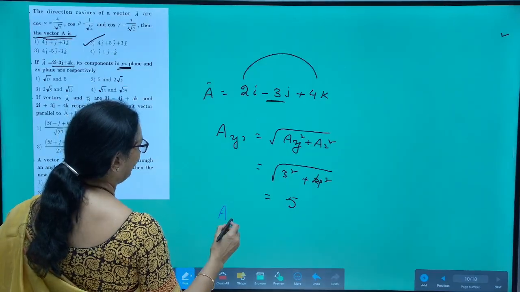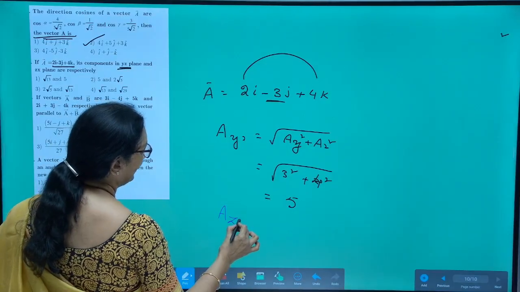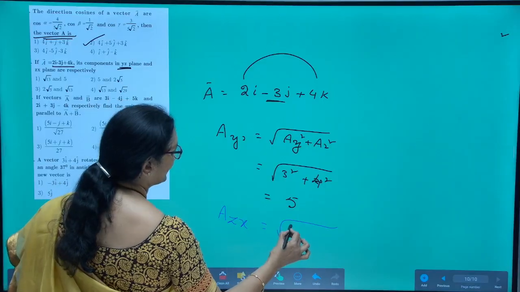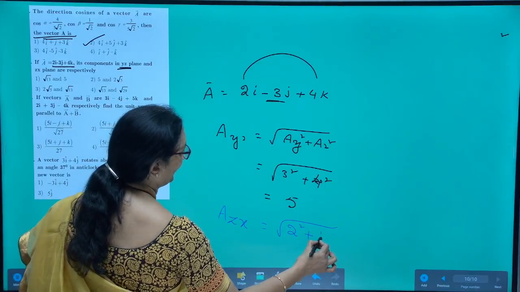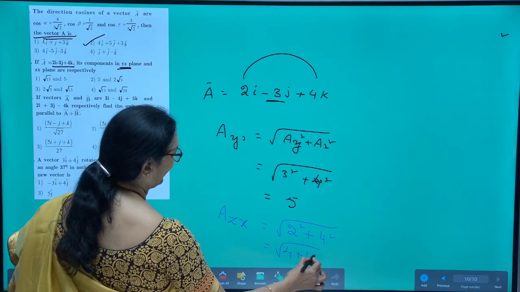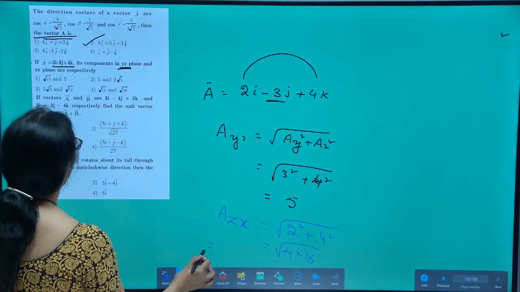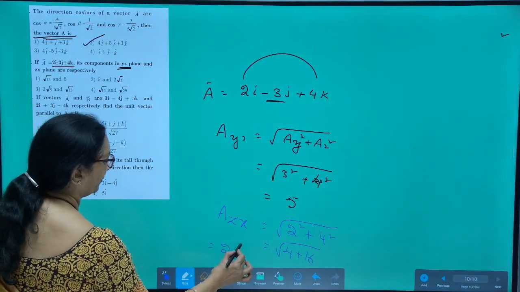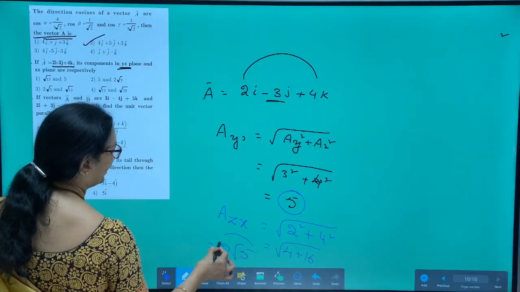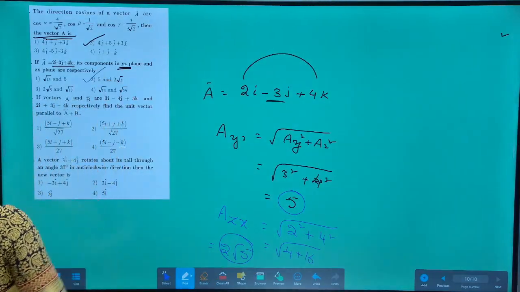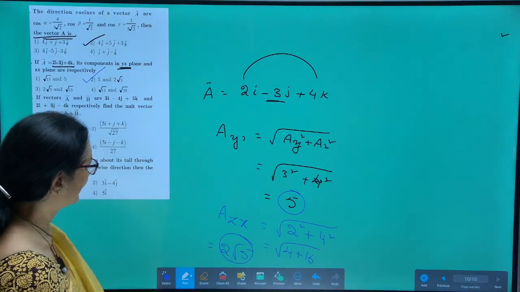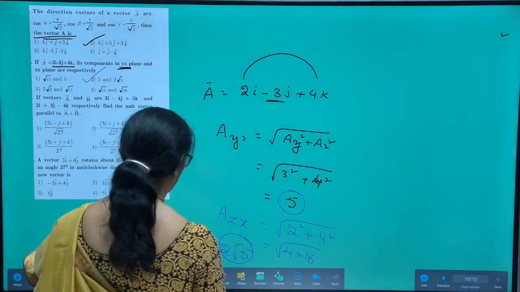the length of vector a in the zx plane becomes root of ax square plus az square, that is 2 square plus 4 square. This is 4 plus 16, root 20. Root 20 is 2 root 5. So, the answer is 5 and 2 root 5. 5 and 2 root 5 is the correct answer for that problem. And let us go to the next problem.